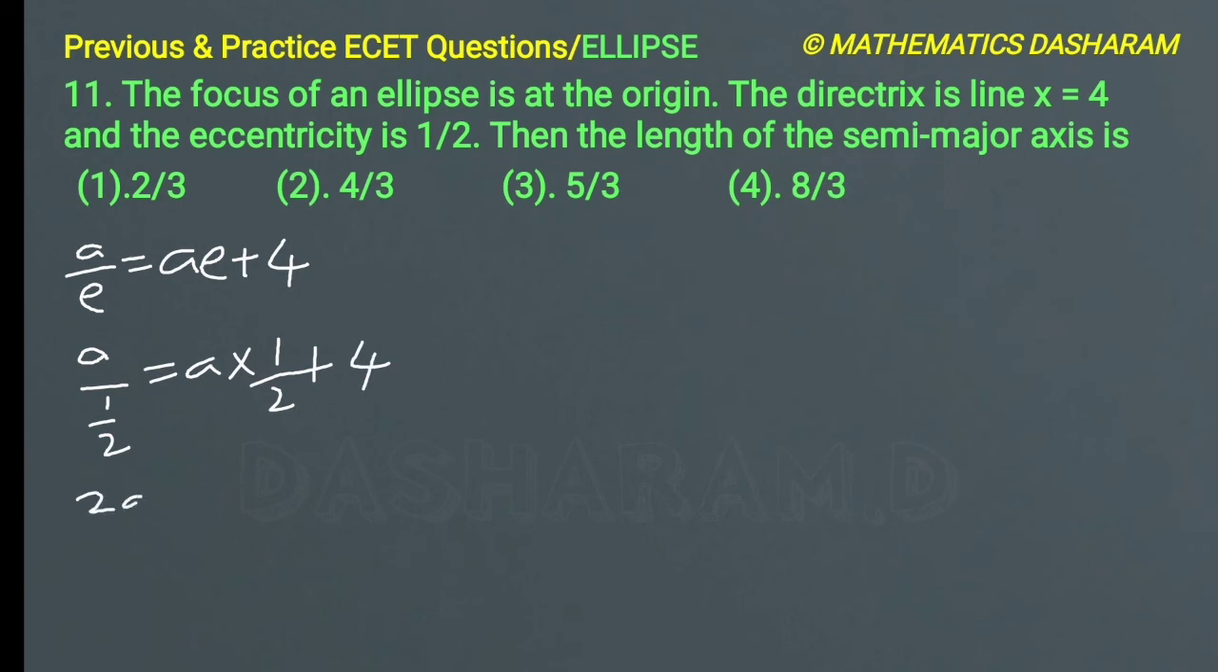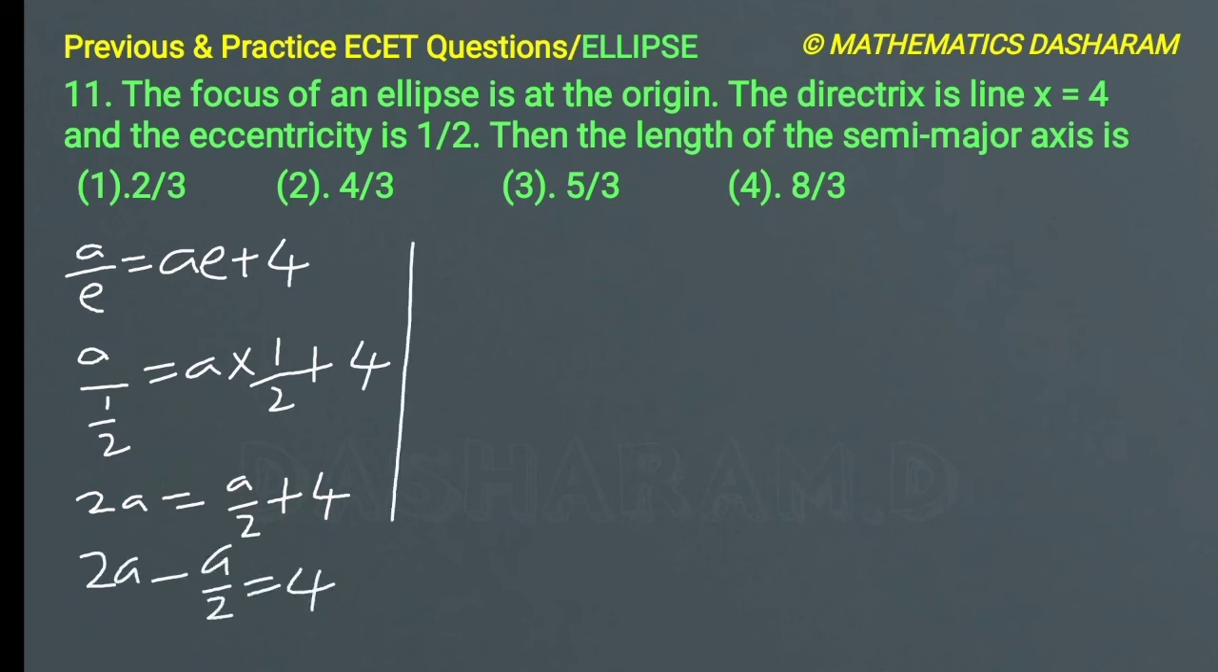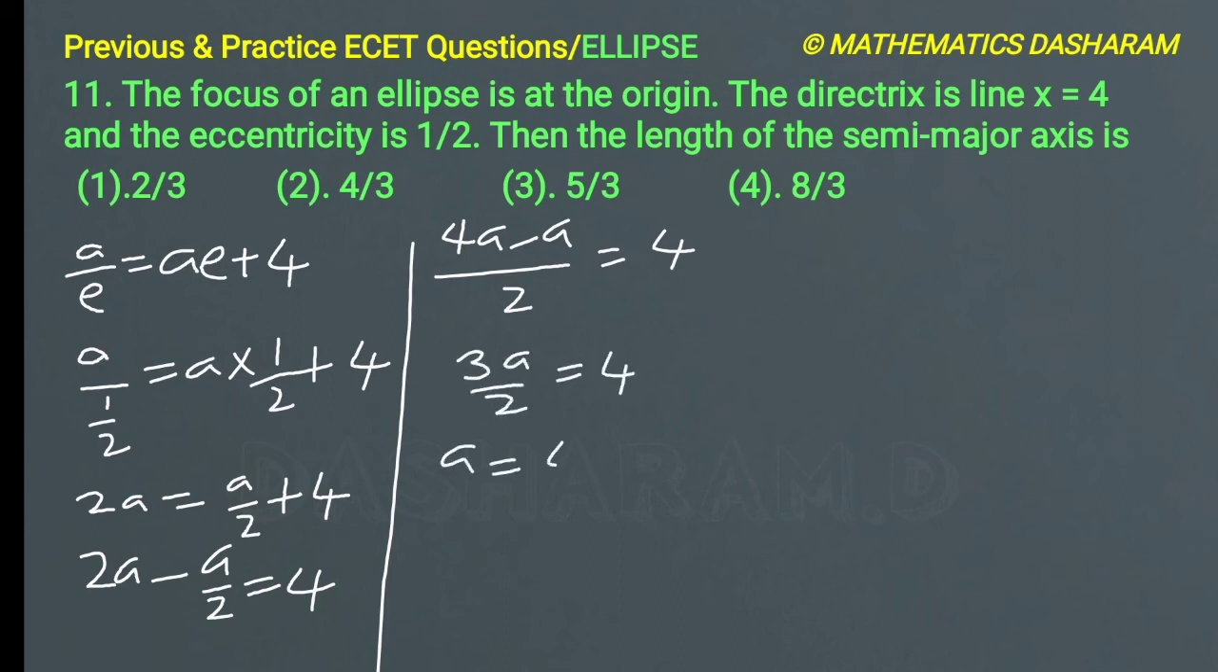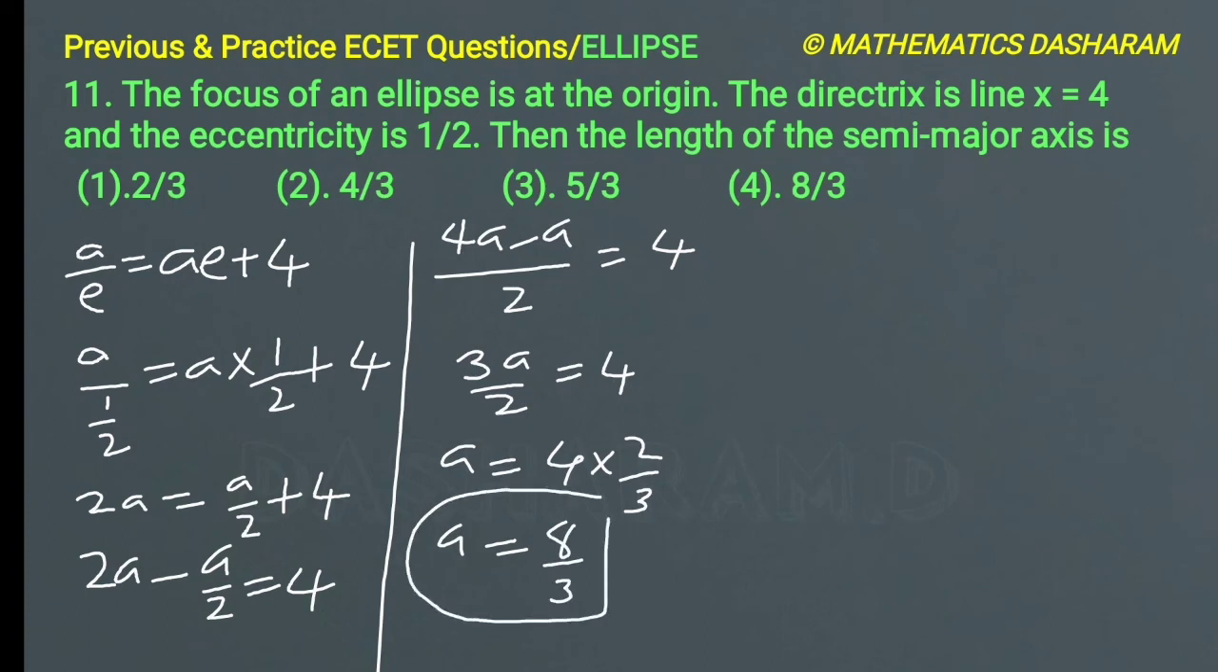Here 2a equals a by 2 plus 4. 2a minus a by 2 equals 4. So then the LCM is 2. Then 4a minus a equals 4. Then 3a by 2 equals 4. Then a equals 4 into 2 by 3. a equals 4 times 2 by 3, which is 8 by 3. So the a value is 8 by 3.